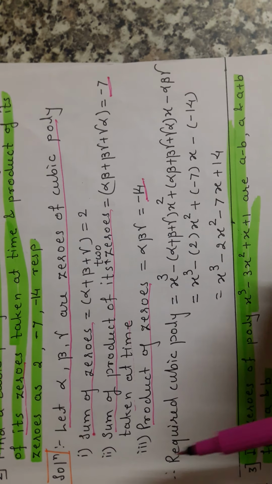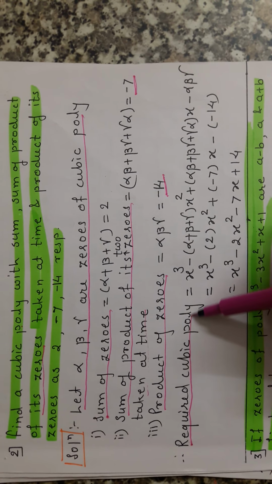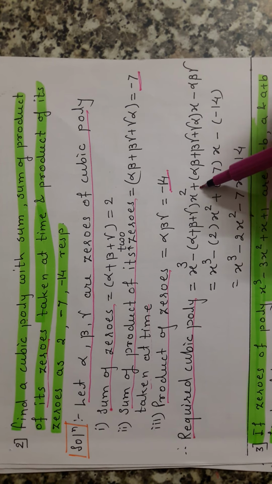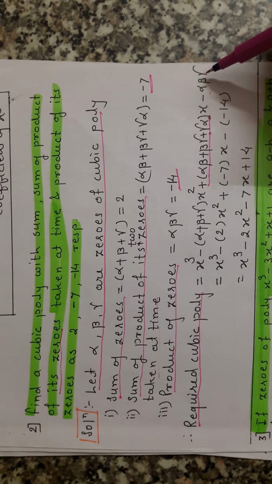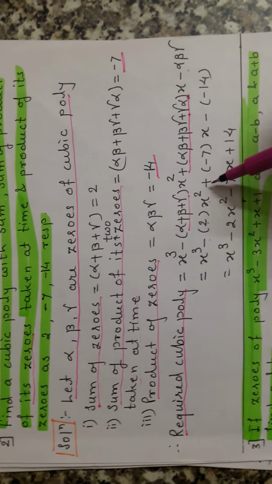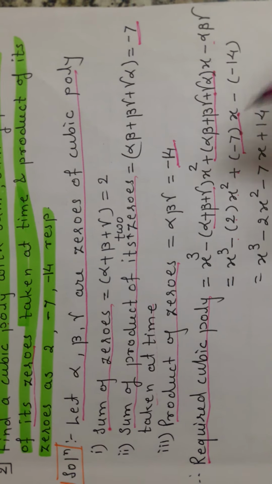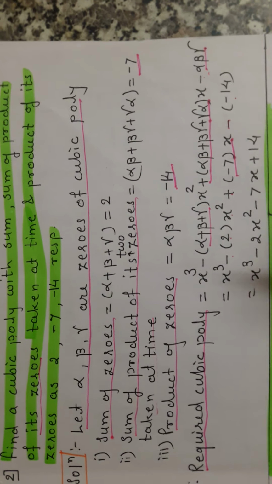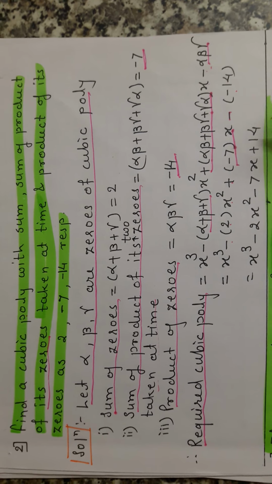Now they have asked us to find the cubic polynomial, and the standard form of a cubic polynomial is x cube minus in the bracket alpha plus beta plus gamma into x square plus alpha beta, beta gamma, gamma alpha into x minus alpha beta gamma. X cube minus the value of this, which is 2, x square plus alpha beta, beta gamma plus gamma alpha, which is minus 7. That's why here is minus 7x. Then here is a minus, and the value of alpha into beta into gamma is minus 14. So the required cubic polynomial we got is x cube minus 2x square minus 7x plus 14.